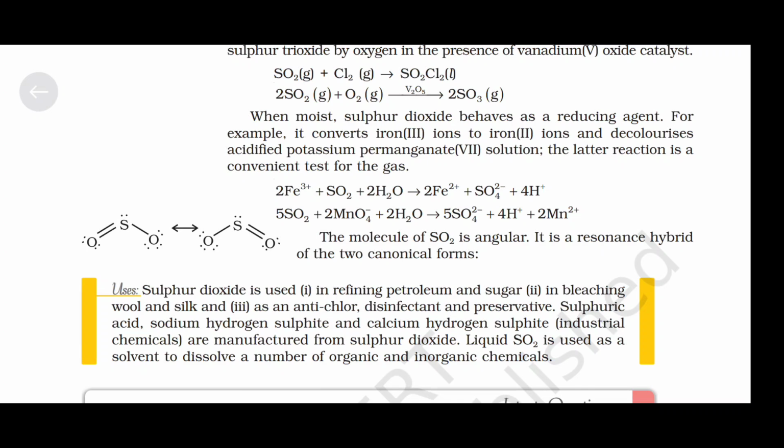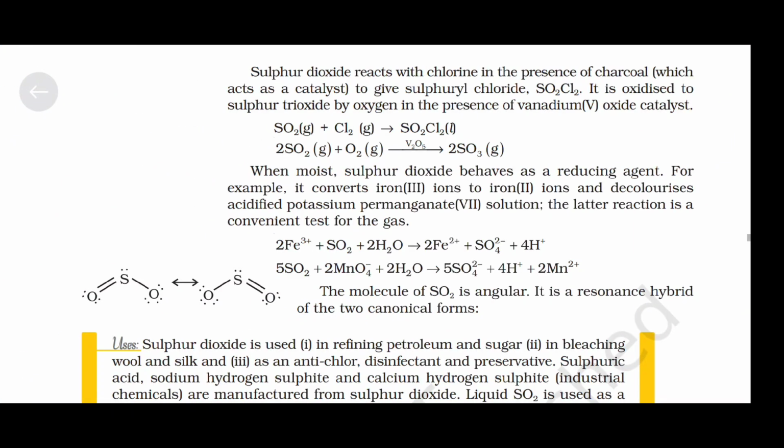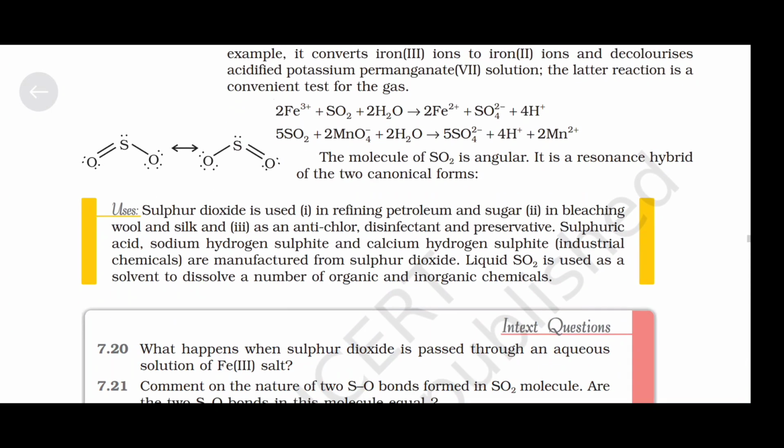The molecule of SO2 is angular. It is a resonance hybrid of two canonical forms. Uses: sulfur dioxide is used in refining petroleum and sugar, in bleaching wool and silk, and as an anti-chlor, disinfectant and preservative. Sulfuric acid, sodium hydrogen sulfite and calcium hydrogen sulfite, industrial chemicals, are manufactured from sulfur dioxide. Liquid SO2 is used as a solvent to dissolve a number of organic and inorganic chemicals.